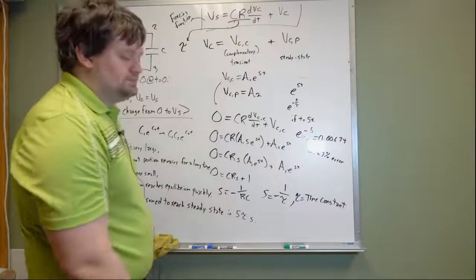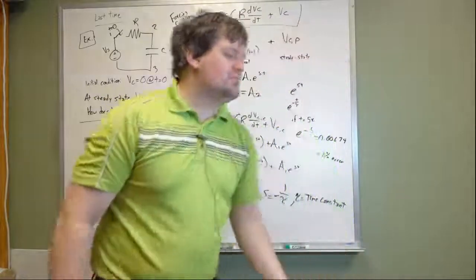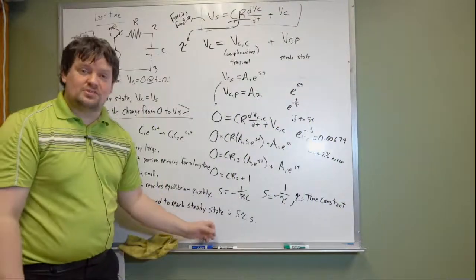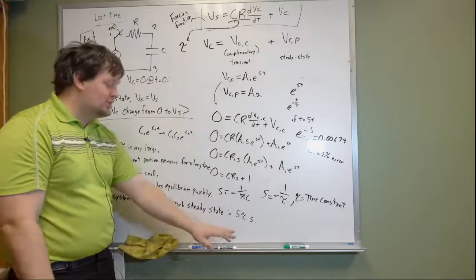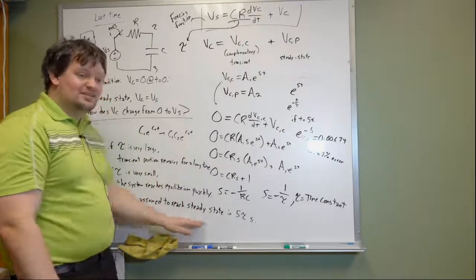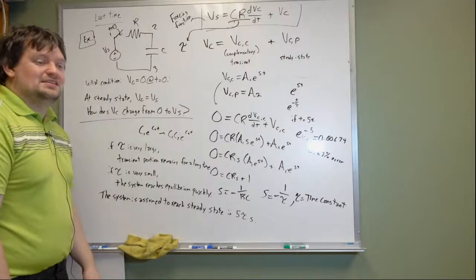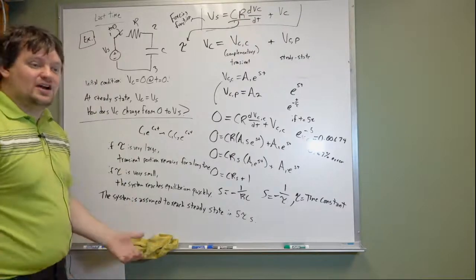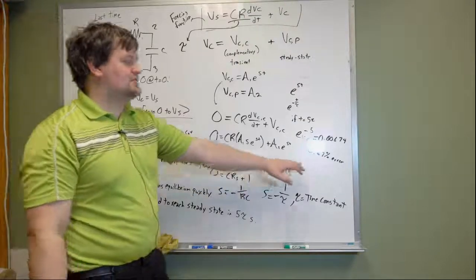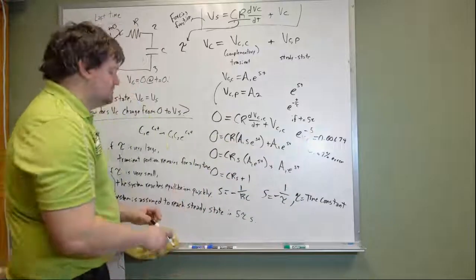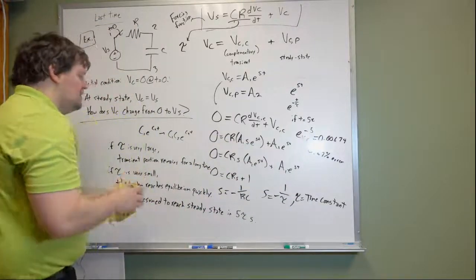So that's a fun piece. Yes, you need to know this for my class. Yes, you do. You need to understand what this means. You need to know what that is. Why does it take 5 tau to reach steady state? Well, it's because of the 0.67% error.